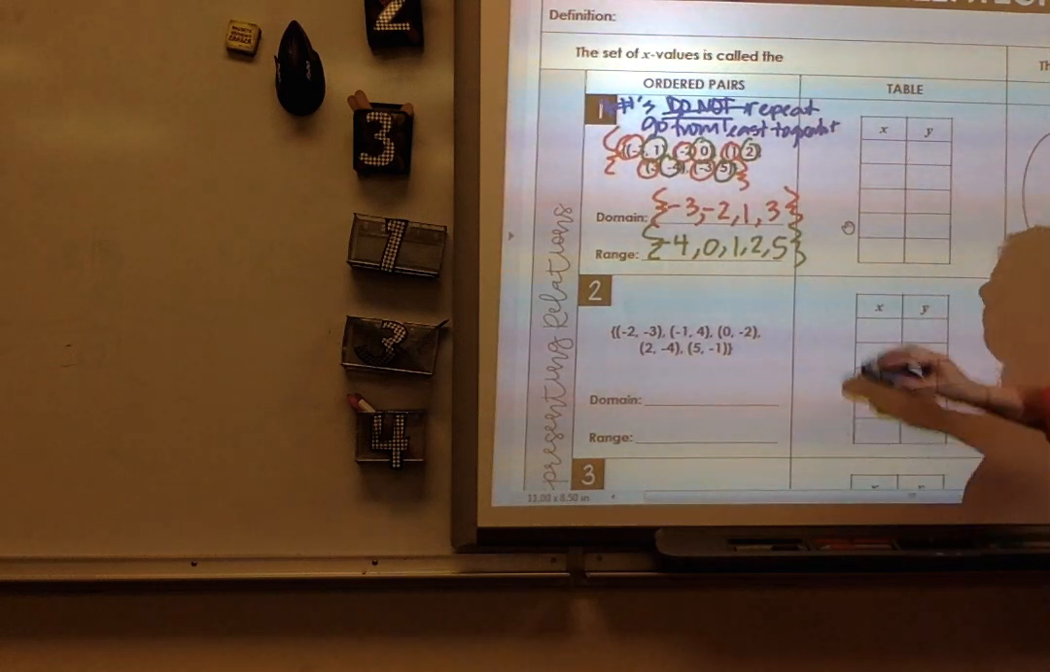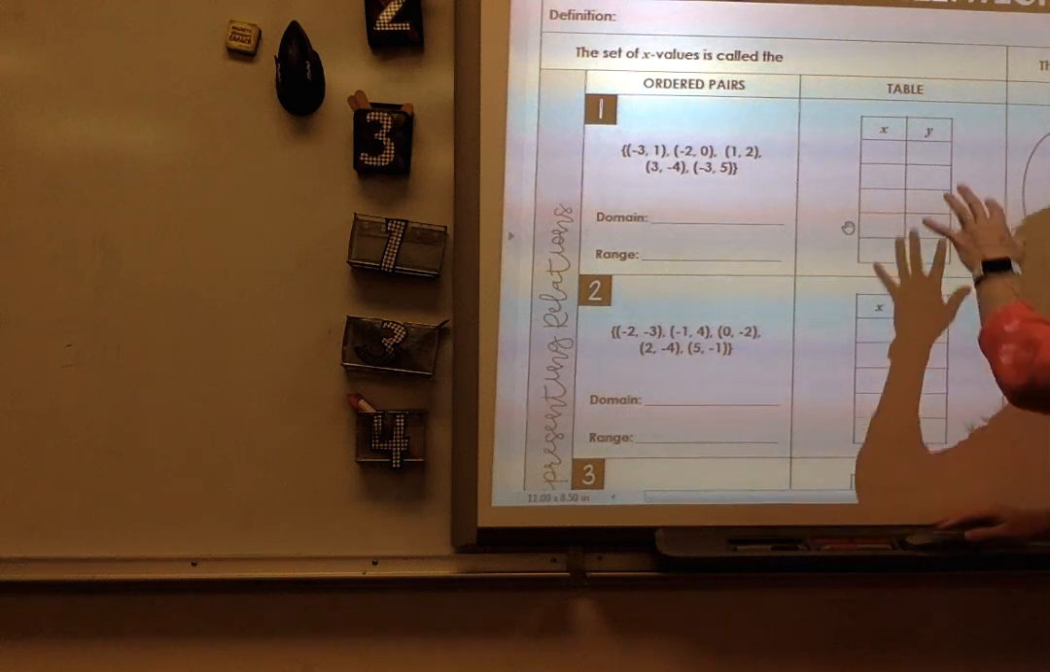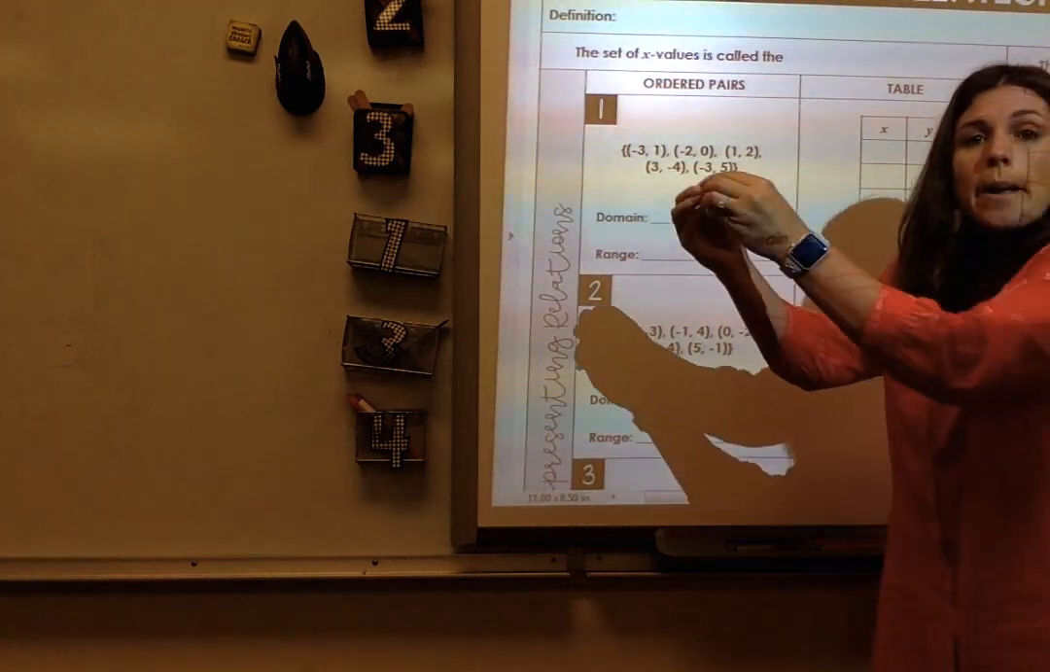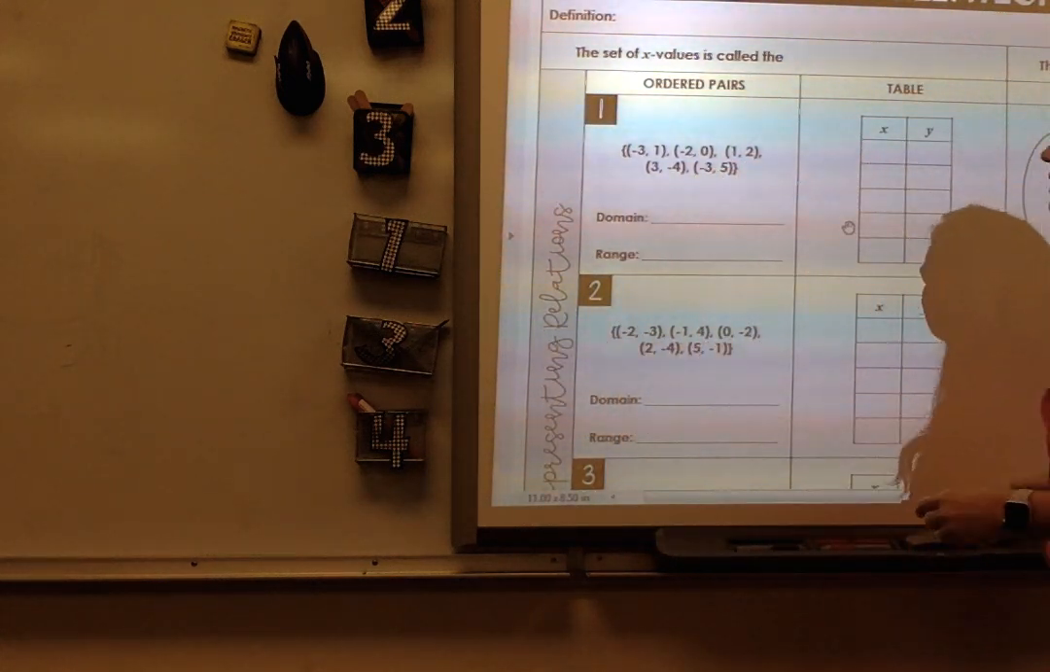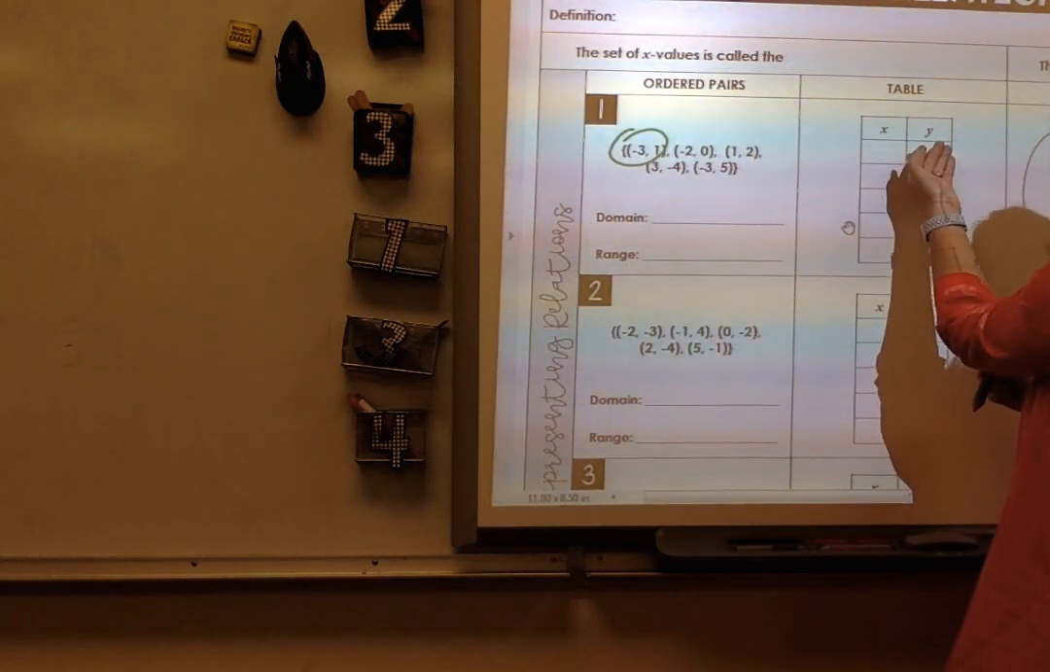Okay? Now, how do we make a table? So to go to a table, I am literally picking up an ordered pair and I'm pasting it on there. So if I could literally pick this up and put it over here.